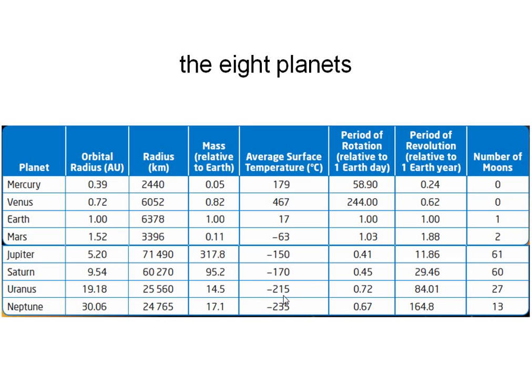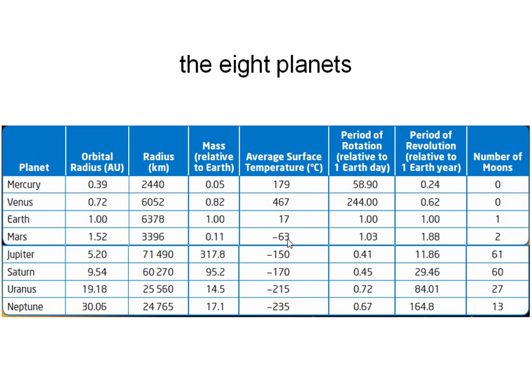From Mercury to Neptune, the temperature is lower and lower. Mercury is too hot. Venus is also too hot, and these gas giants are too cold. So these planets are all hell, so don't think about immigration to these planets. How about Earth? Earth is paradise, 17 degrees Celsius. It is paradise.